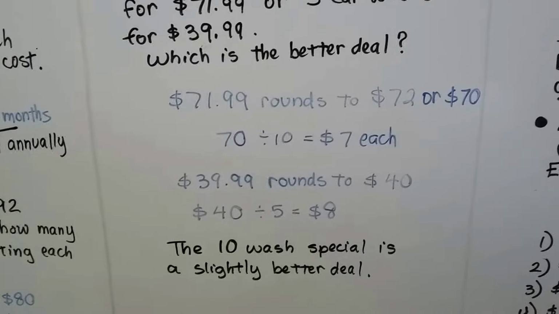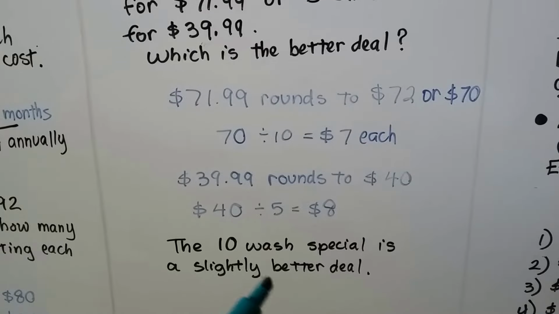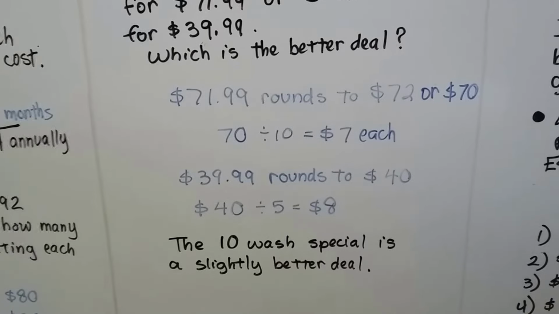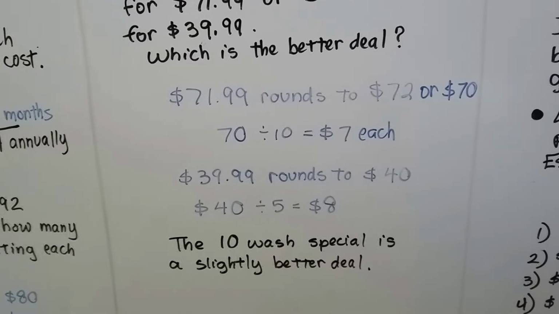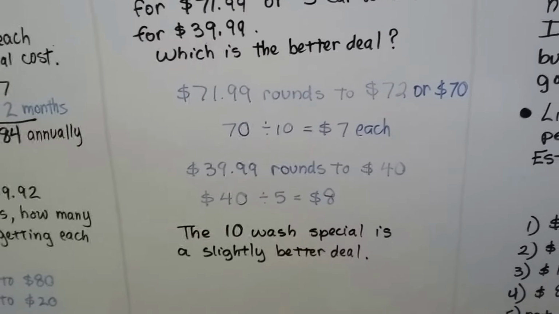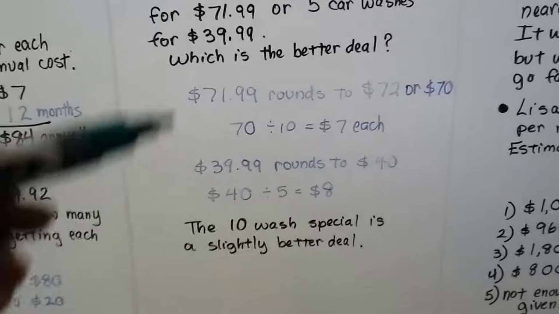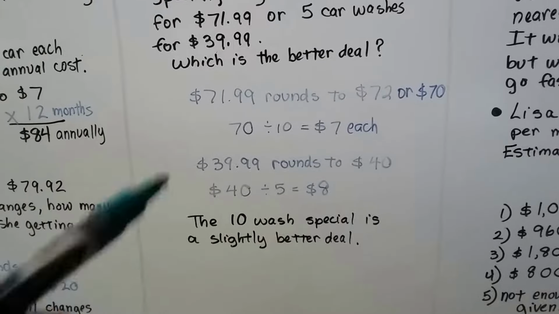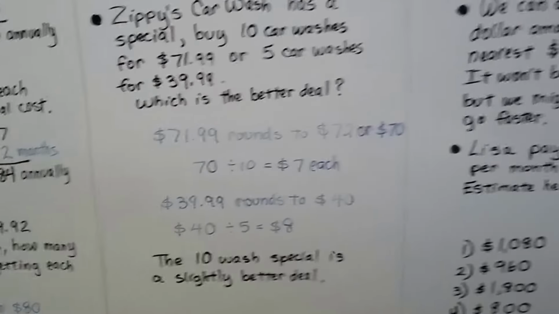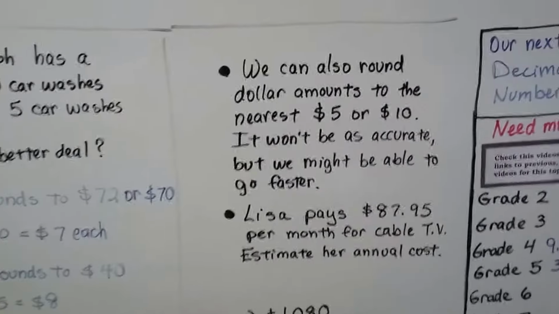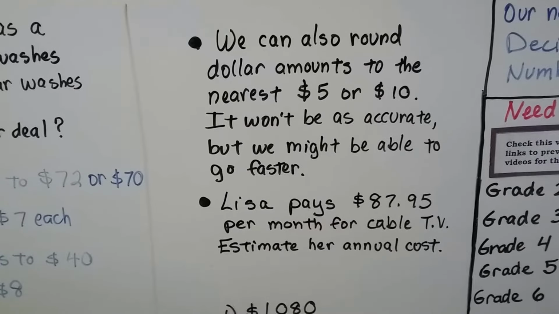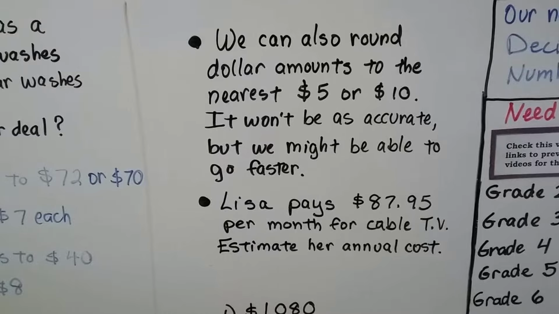So the 10 car washes, the 10 special, is better than the 5 special, isn't it? So that would be the better deal. She'd get more for her money, wouldn't she? You can do that while you're standing there trying to figure out what package you want. You could quickly round them and figure out what the cost is for each one and figure out the better deal. All right? So we can also round dollar amounts to the nearest $5 or $10. It won't be as accurate, but we might be able to go faster.